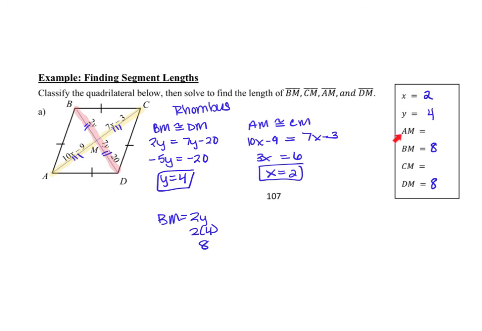To find the lengths of AM and CM, choose one of these expressions to plug your answer into. I'm going to choose CM, which is 7x minus 3. Replace the x with a 2. 7 times 2 is 14. 14 minus 3 is 11. So CM is 11, and because CM is congruent to AM, I know that AM is 11 also, and there would be no need to plug in x here because you already know that these two segments are congruent.